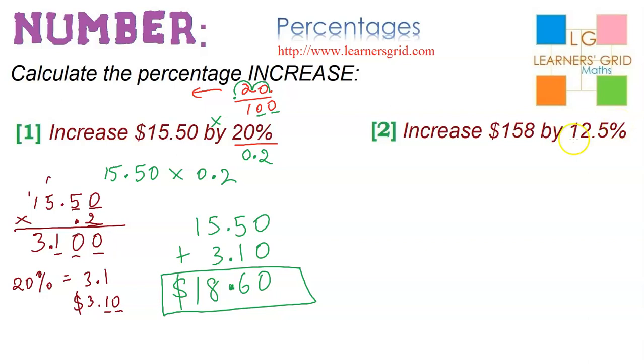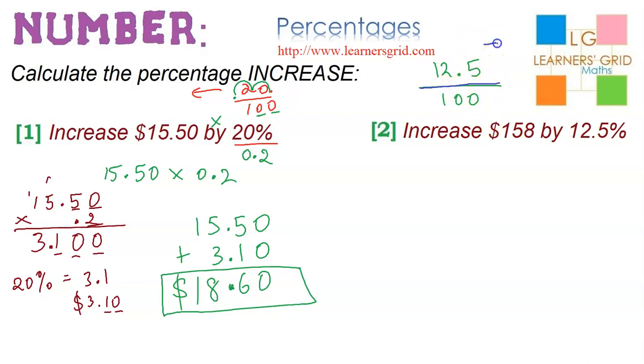If we take a look at number 2, number 2 says increase 158 by 12.5%. So again, we have this problem where we have to convert 12.5% into a decimal. So let's just do it up here. 12.5 will go out of 100. Again, I'm just going to do what this says, 12.5. This fraction bar means divided, so 12.5 divided by 100.